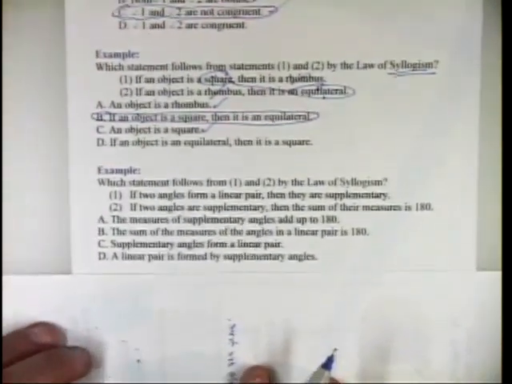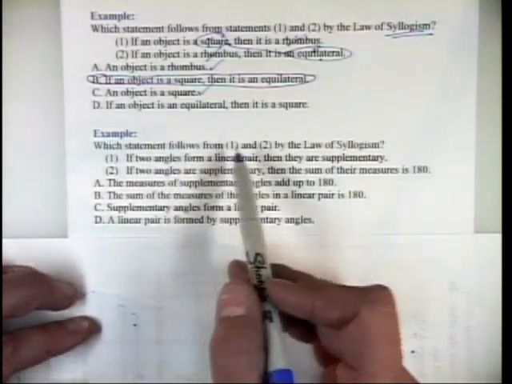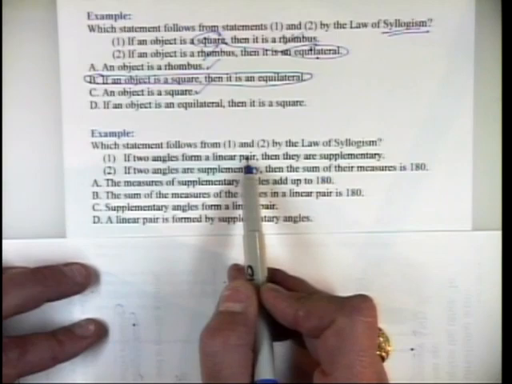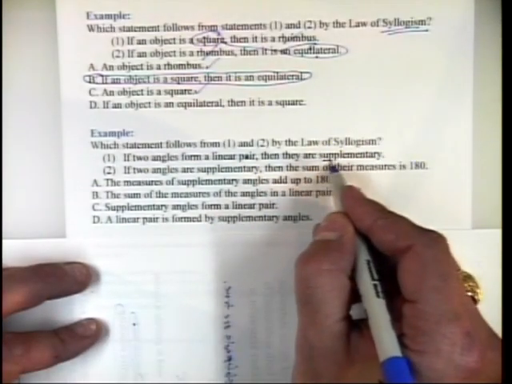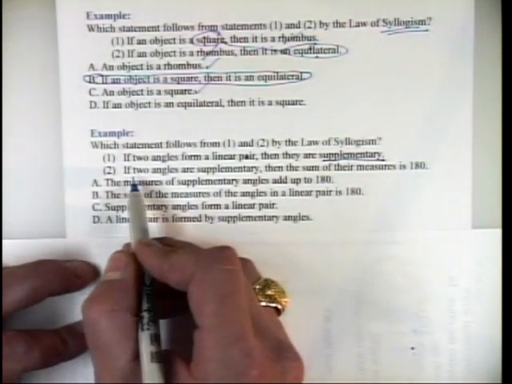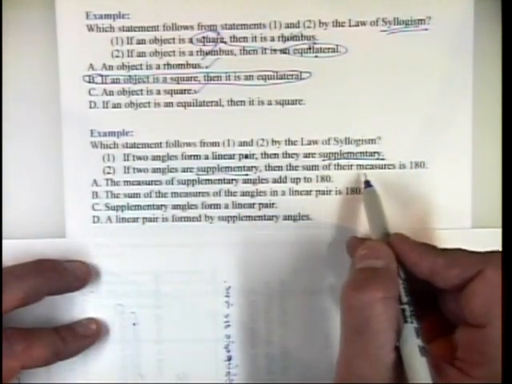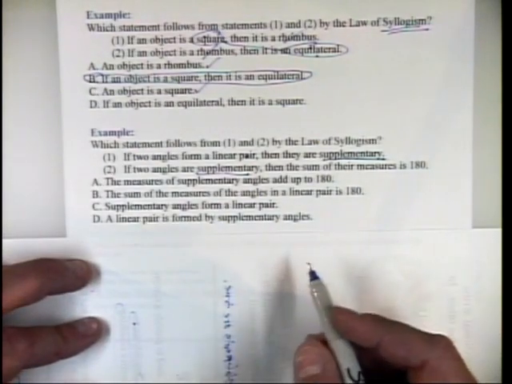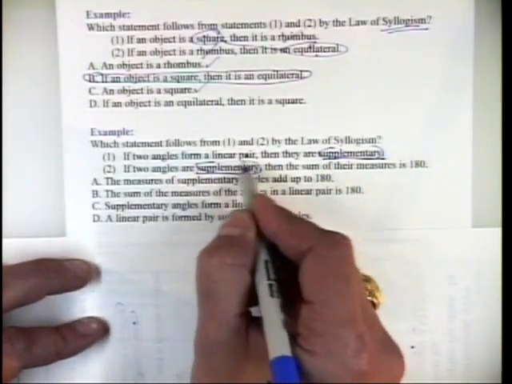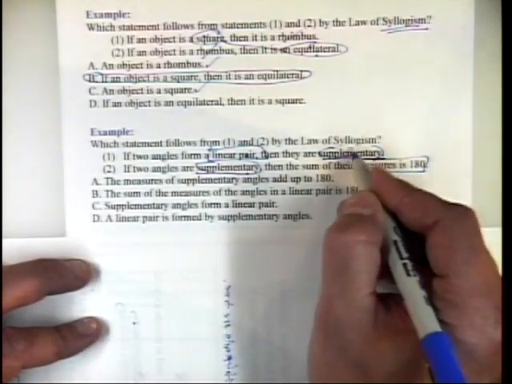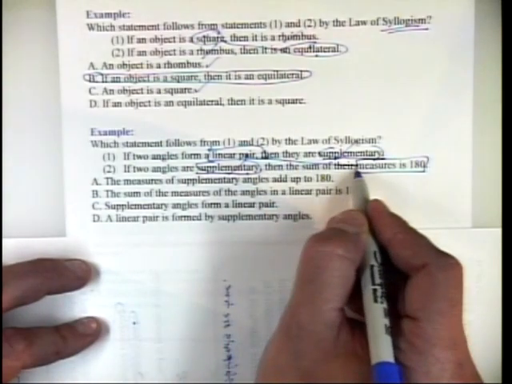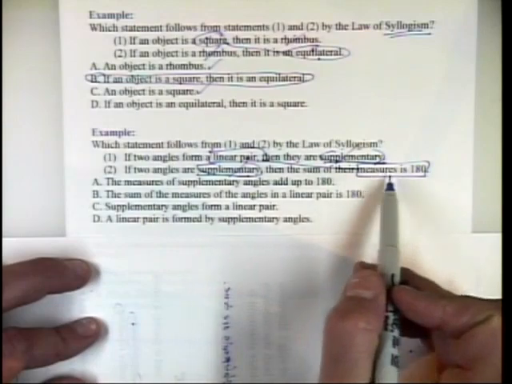All right, one last example with the law of syllogism. Which statement again follows from 1 and 2 by the law of syllogism? If two angles form a linear pair, then they are supplementary. Supplementary. S-U-P-P-L. Got it. If two angles are supplementary, then their measures add up to 180. So again, supplementary is linking what we started with, a linear pair, to the measures adding up to 180. So cut out the middleman. Linear pair is going to imply measures adding up to 180. That's what we're looking for. Linear pair implies measures 180.